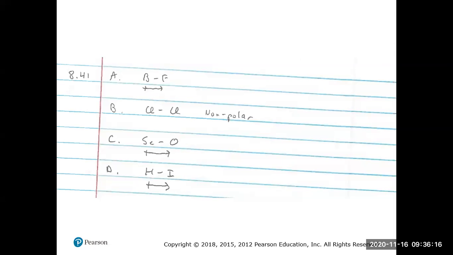SeO and HI, once again, we would use that electronegativity table to pick out which one has the higher electronegativity value, and that's the one the arrow will point to, and then the one with the lesser electronegativity value will have the plus.